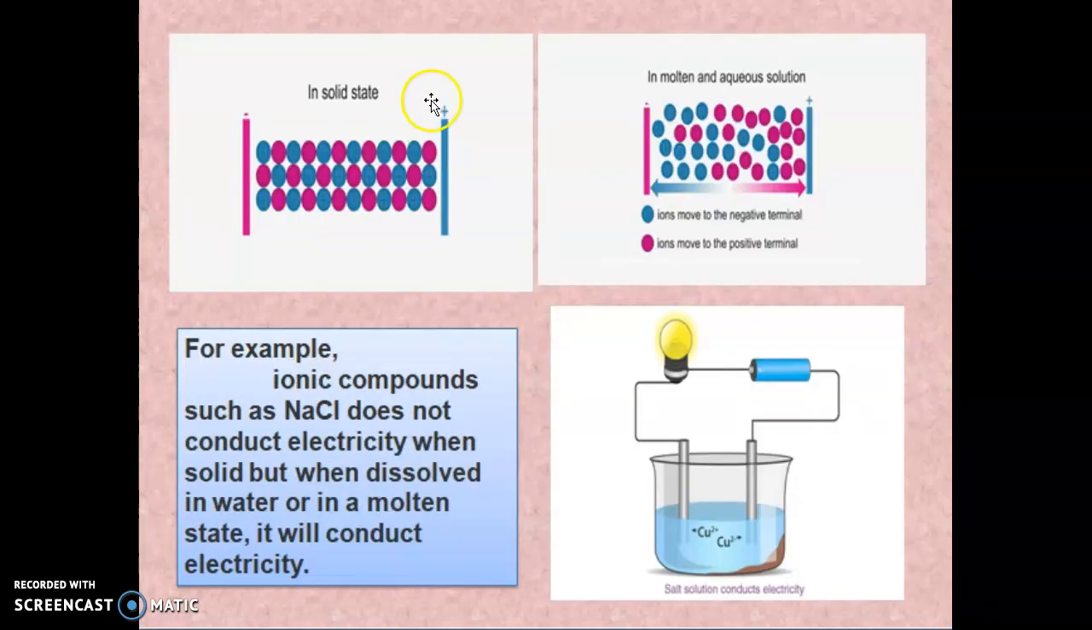Now you can see the diagram. In the solid state, you can see that the ions are closely packed by a strong force of attraction. And in molten and aqueous solutions, what happens? They are free to move.